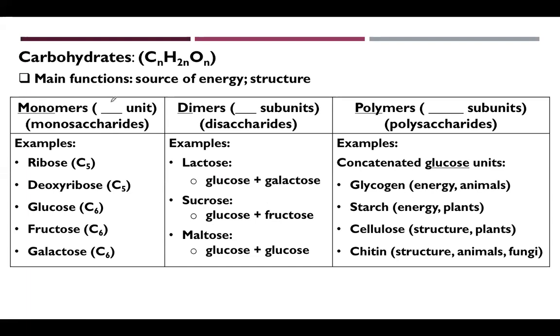So one unit, two units. Polymer, poly means many. And these are when we start to see those longer chains of glucose. Actually, I will clarify, because I think in the last slide I did say that carbohydrates are only chains of glucose, but that's not the case. Polymers for the most part are glucose units put together, but carbohydrates can be monomers or dimers or polymers.